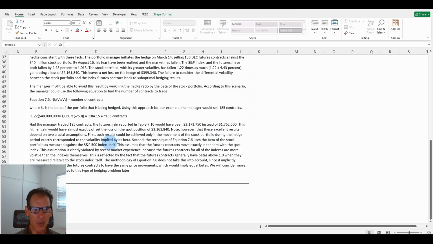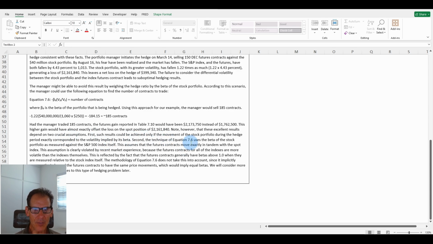When coming up with this example, you probably want to sort of work the numbers favorably into the discussion. But first, such results could be achieved only if the movement of the stock portfolio during the hedge period exactly corresponded to the volatility implied by its beta.